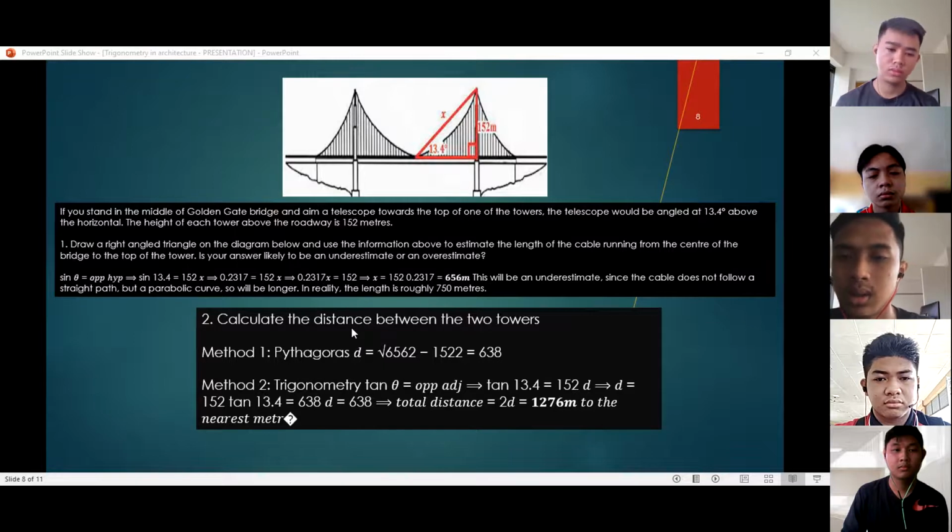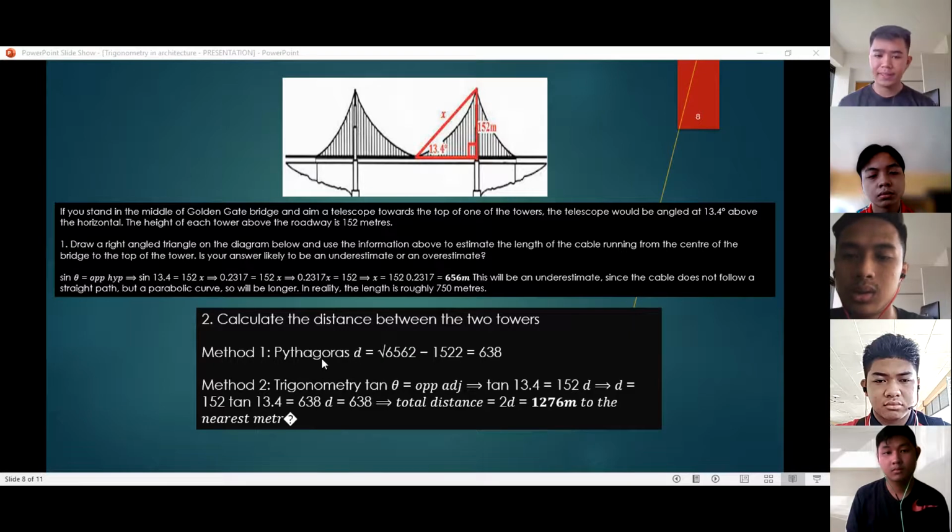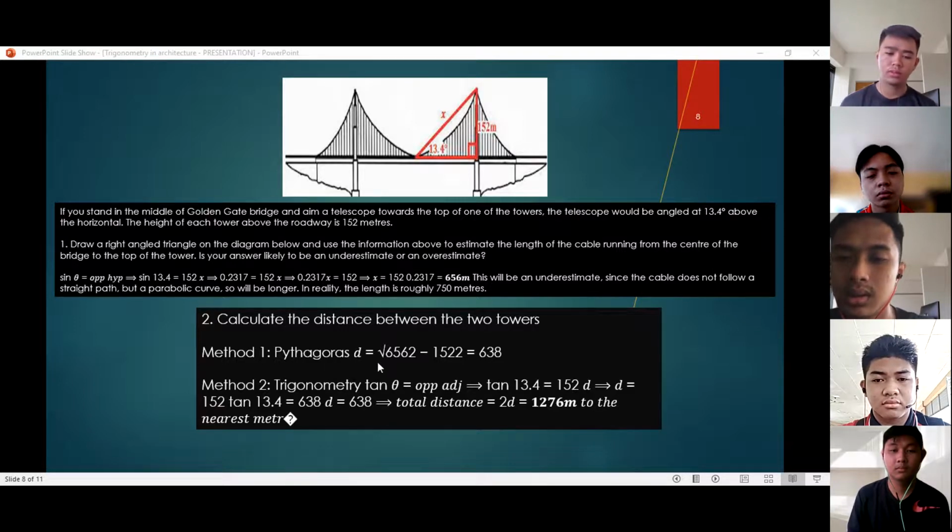And then we will calculate the distance between the two towers. To find the answer, we have to use the Pythagoras theorem formula. Method 1 is d equals the square root of 652 squared minus 152 squared. And we will get the answer for d. The answer is 638 meters.